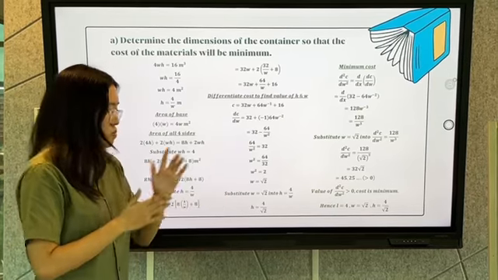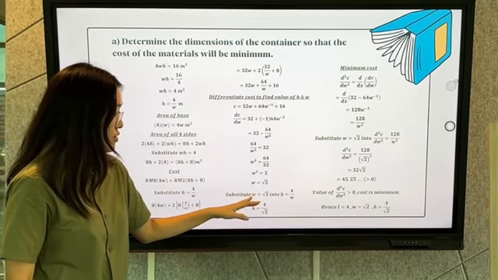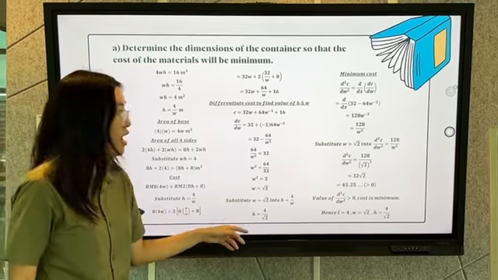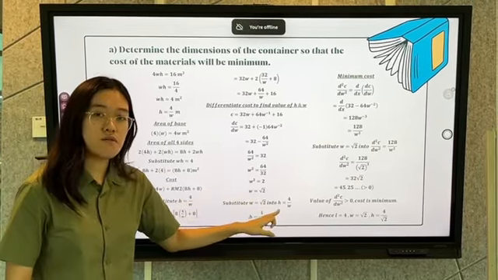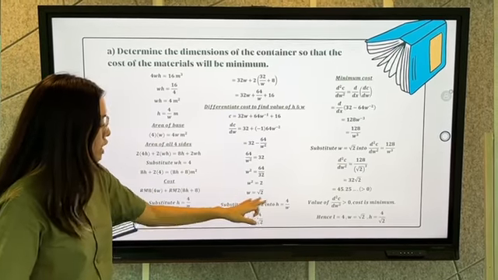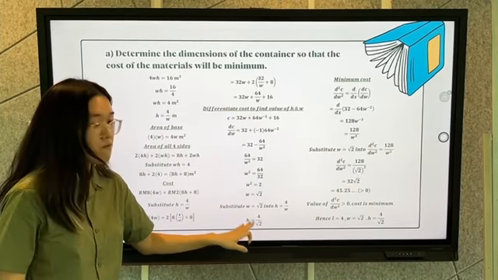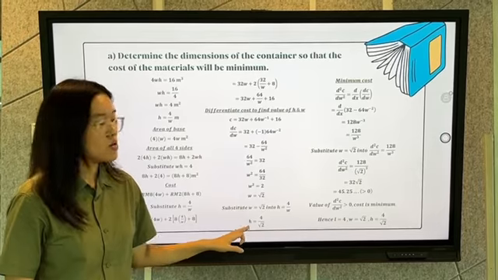After that, once we have the value of W, we're going to substitute it back into one of these equations. The equation we choose is H equals 4 over W. Now when we substitute it back, we will get the value of H equals 4 over the square root of 2.